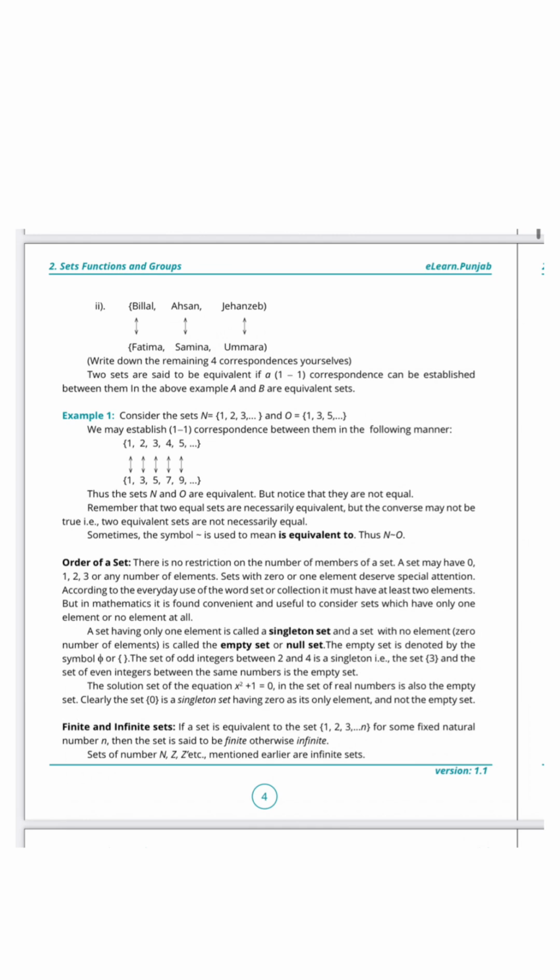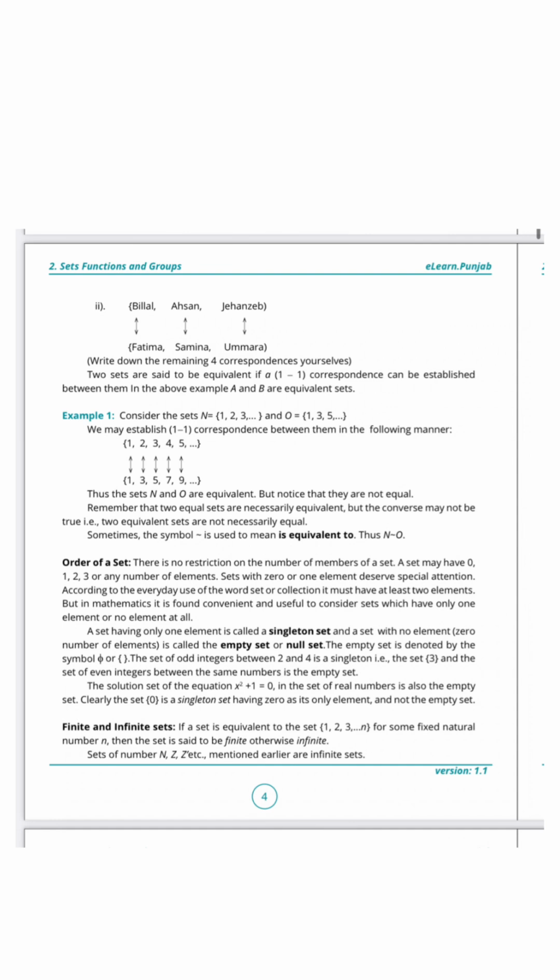Sometimes the symbol, and in equal sets, as we have studied, the sequence does not matter. It does not matter that 1 is equal to 2 in the other set, as we studied in the equal sets definition. Only 1 has to be also present in the other set, 2 has to be present in the other set, and 3 has to be present in the other set.